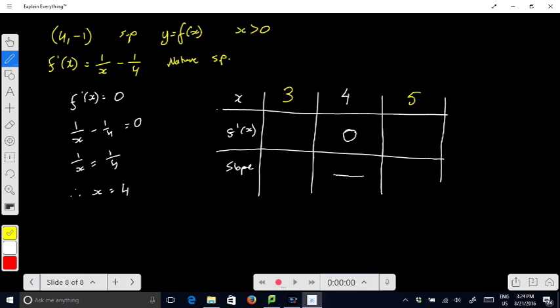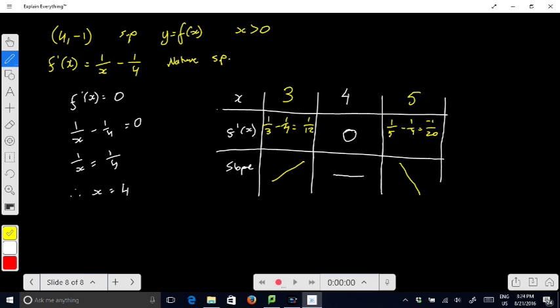So what happens for f dash at 3? I get 1 over 3, take 1 over 4. That's going to be 1 over 12. So it's positive, so I get a positive slope. So that's all I'm interested in. And similar for 5, 1 over 5, take 1 over 4, I get minus 1 over 20. Okay, we've got negative, so it's a negative slope.